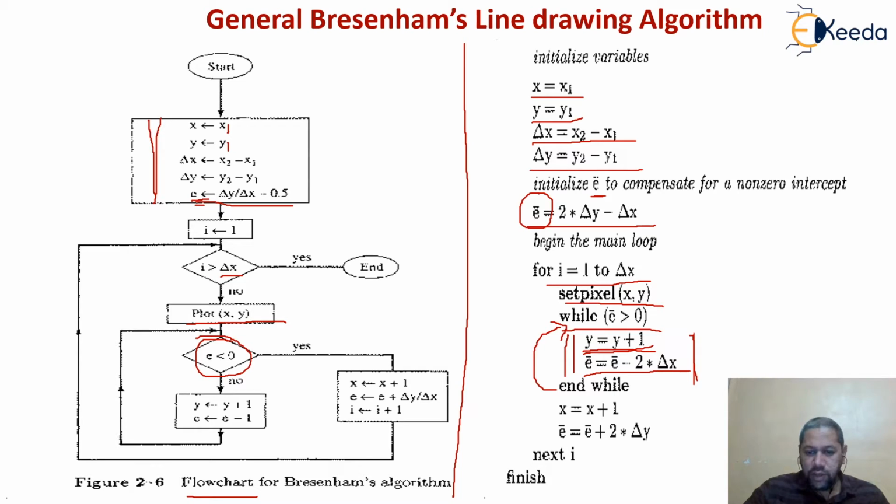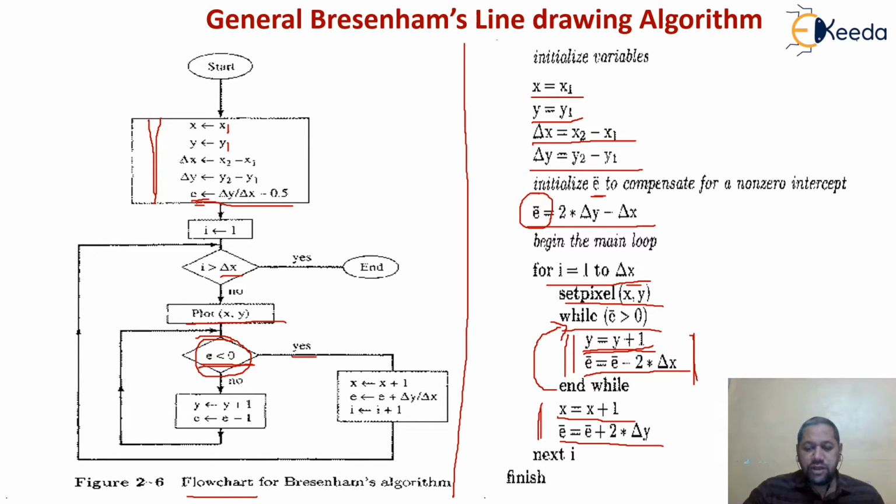Now if the error term is less than 0, meaning the error term is negative, look at the flowchart. There is no need to increment or decrement the y value. We just go for x. Because x is always incremented by 1, x is equal to x plus 1, and the new error term is calculated as e bar is equal to e bar plus 2 into dy. Next time again this process will continue until we reach delta x. So this is our Bresenham's algorithm.